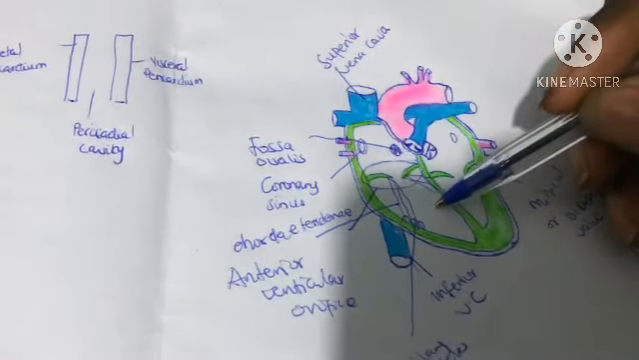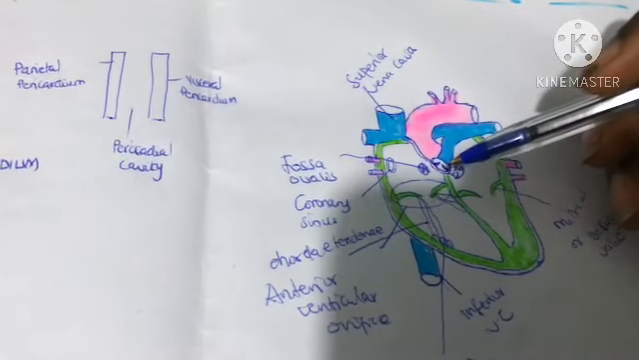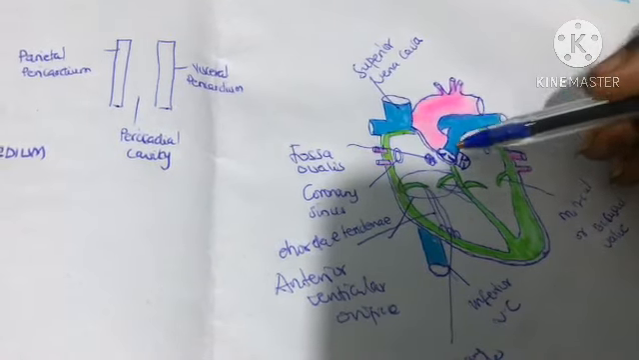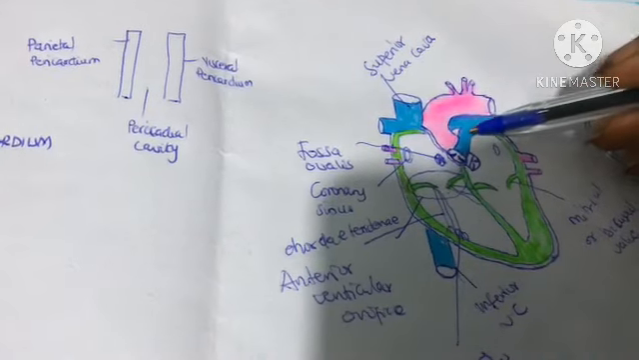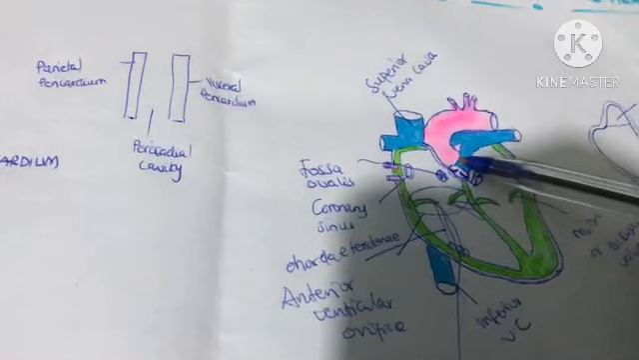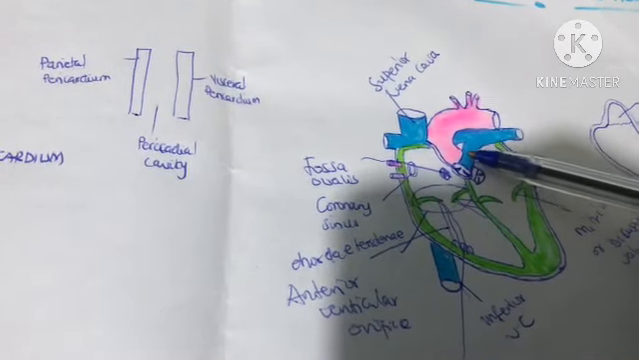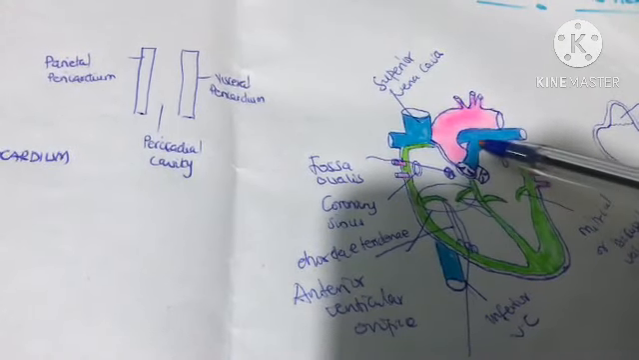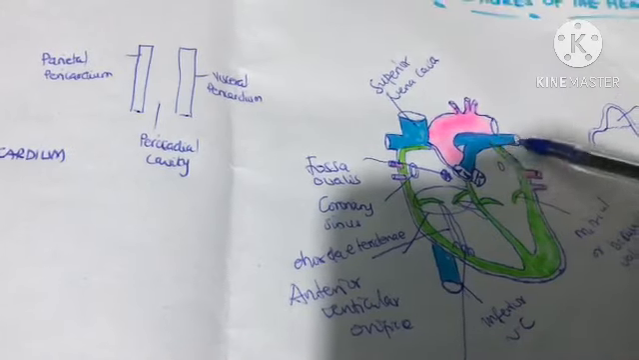This right ventricle pumps deoxygenated blood to the lungs through this structure here. It pumps deoxygenated blood to the lungs through this structure, and this structure is called the pulmonary trunk. This is the pulmonary trunk. And this pulmonary trunk branches into the pulmonary arteries.